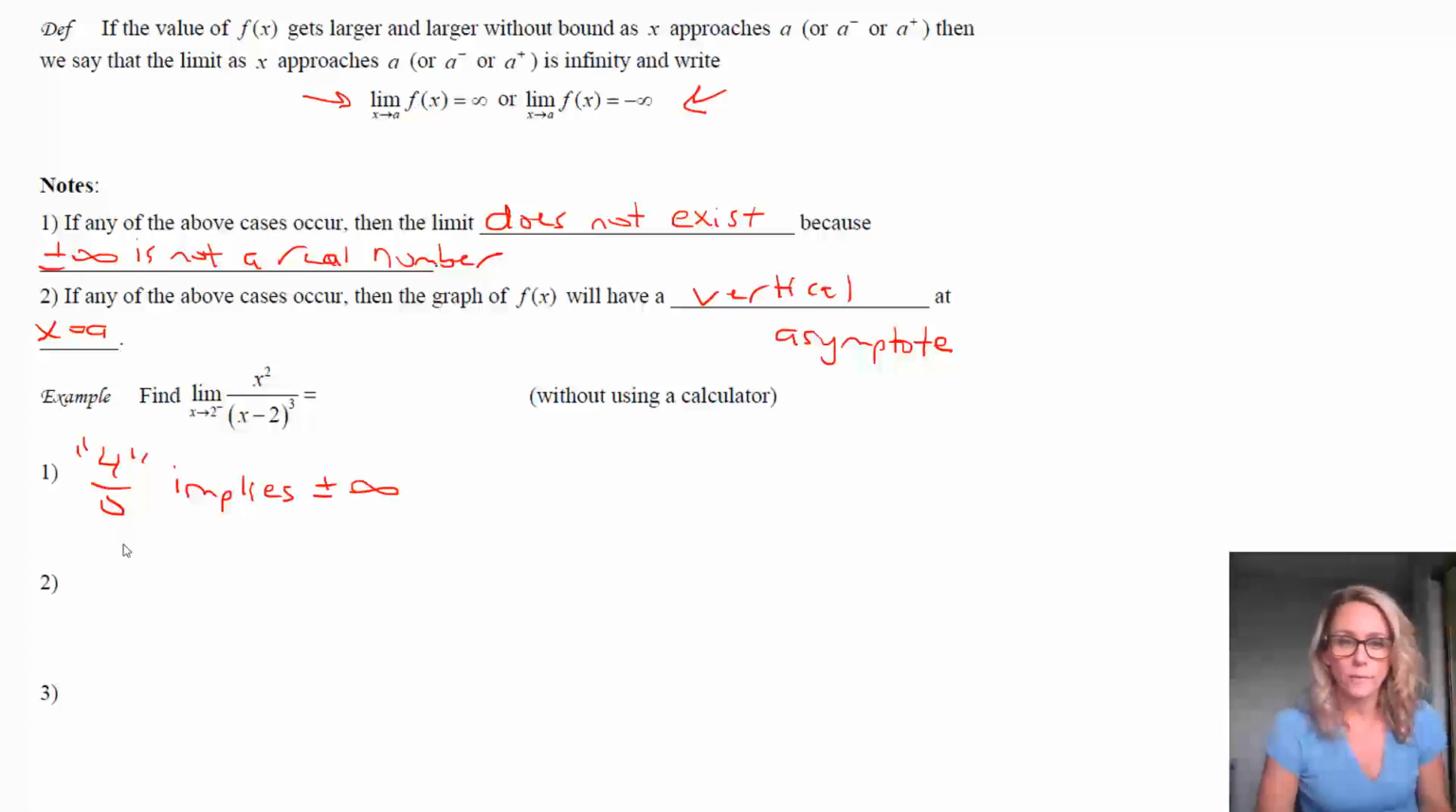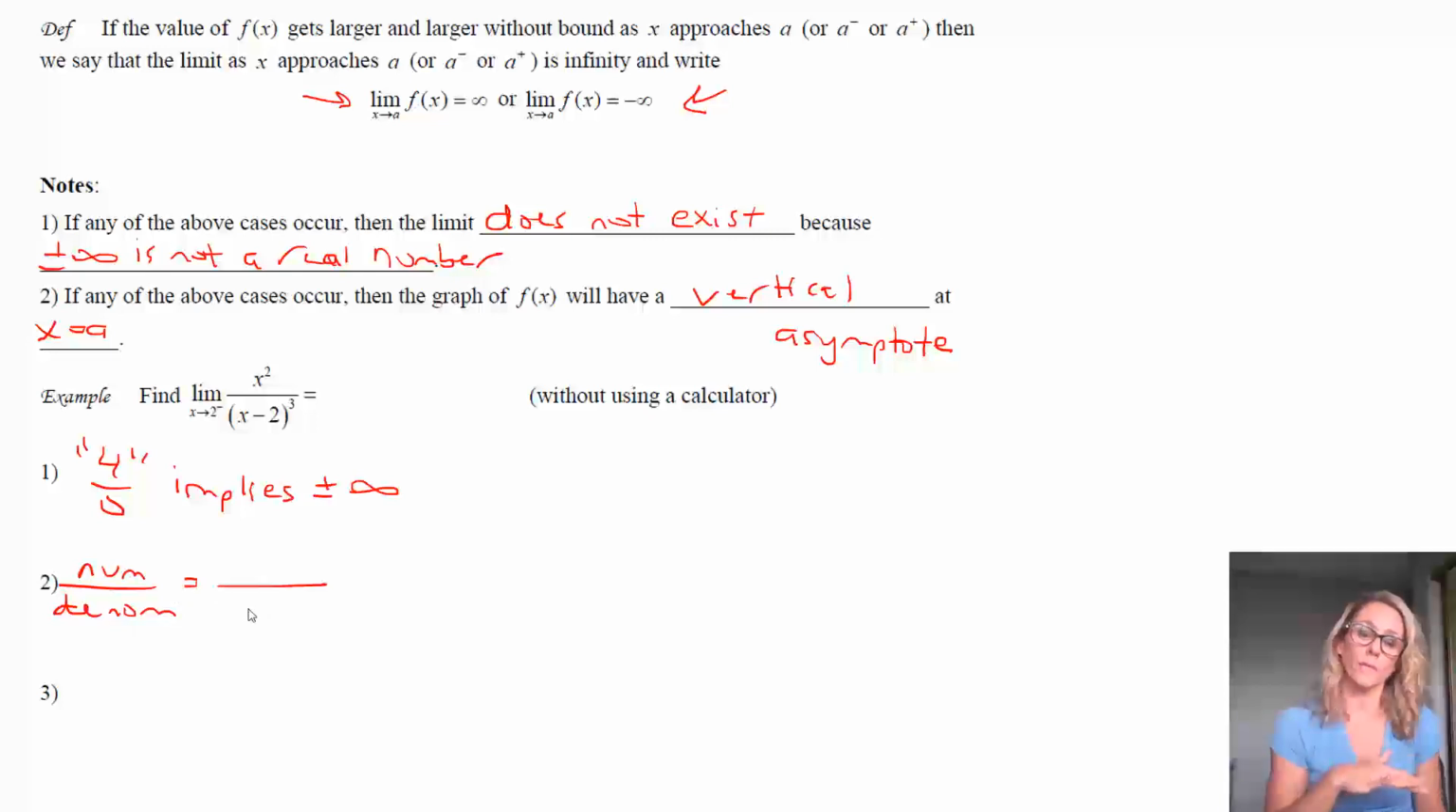So now all you really have to think about is, are we heading towards positive infinity or negative infinity? And that just depends on the sign of the numerator and the denominator. So we can think about what would happen in the numerator and denominator if we were to plug in values close to 2 from the left-hand side.